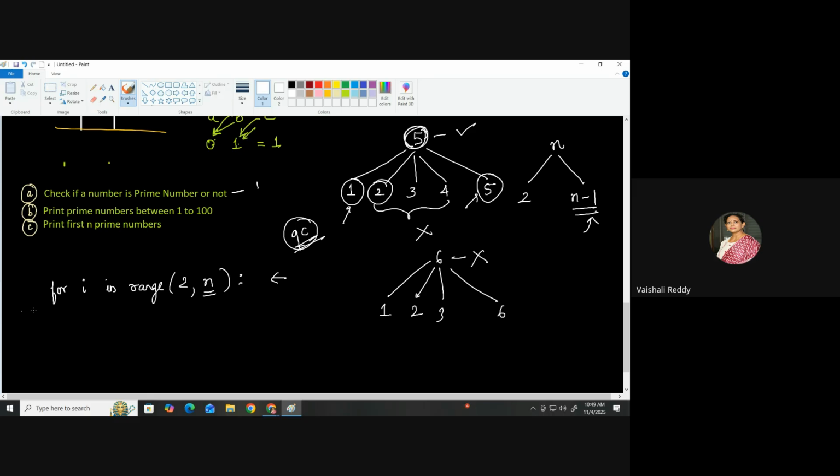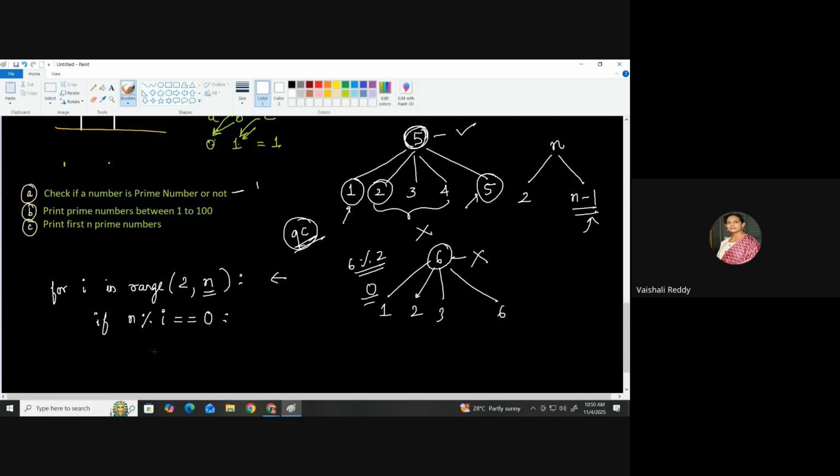Now, what we have to check is if this number is divisible by i. So what we have to check is n mod i, is it equal to 0? If n mod i equals 0, it is divisible by i. If the number gets divided by i, what do you understand by this? Is it a prime number or is it not a prime number? Let's say the number was 6. I was dividing 6 by 2. I got the remainder as 0. So is it a prime number?